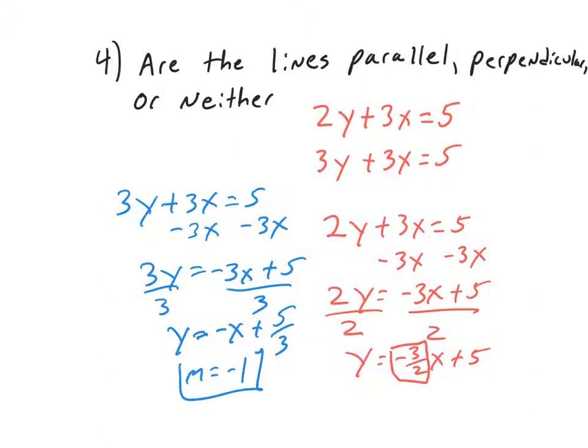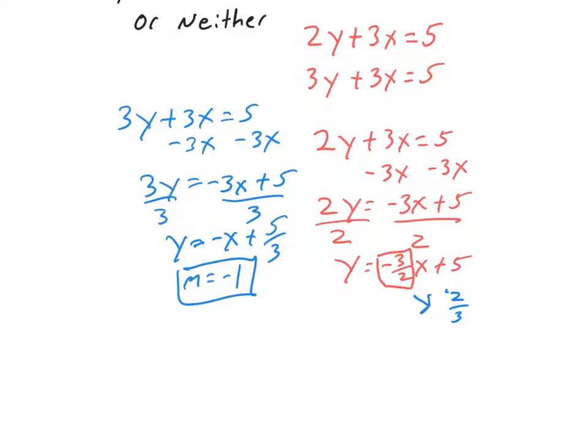Okay, so I want to compare these slopes. Are they the same? No. That means that they are not parallel. Are they negative reciprocals of each other? No. If I do a negative reciprocal of -3/2, it's going to be positive 2/3. So it is not negative reciprocal, so it's not perpendicular. That means that this one is neither.